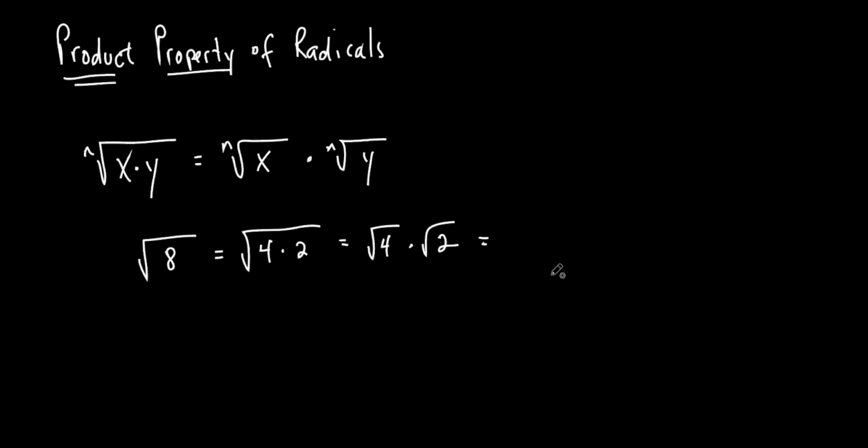And now you can just simplify it if it can simplify. Sometimes it doesn't simplify, but you could. So the square root of 4 is 2. You can't simplify that, and so that's 2 square root of 2. All right, we use that a lot.